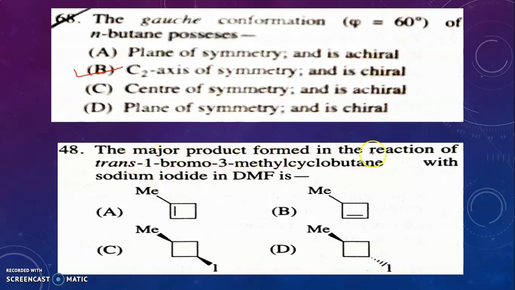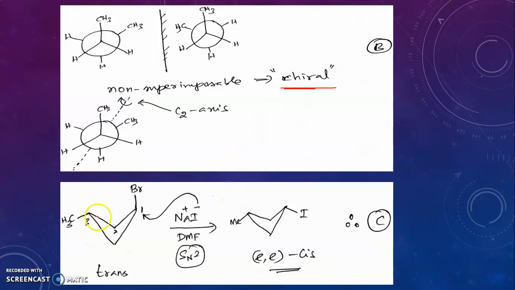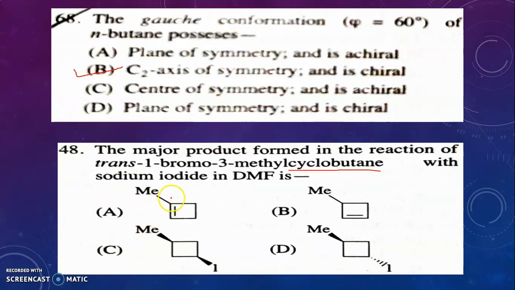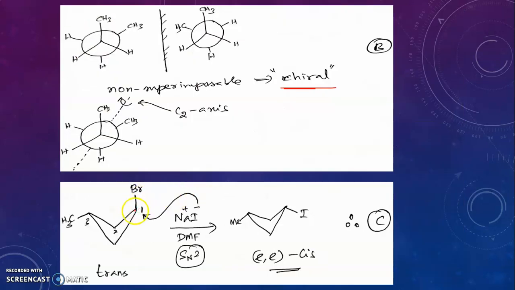The major product formed in the reaction of trans 1-bromo-3-methylcyclobutane with sodium iodide in DMF. Yeah, so this is cyclobutane. Now the question given is trans 1-bromo-3-methyl. So this is 1, this is 3. Listen, since it is trans, one group should be axial and the other group should be equatorial. So I have taken bromine in axial position and methyl group in equatorial position. So it is a trans isomer.